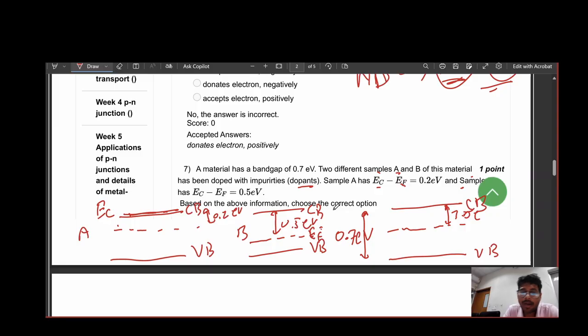So now the Fermi level is near to the conduction band. That means this is an N-type semiconductor. In this case, the Fermi level is more near to the valency band, which is 0.2 electron volts above the valency band. So this is a P-type semiconductor.